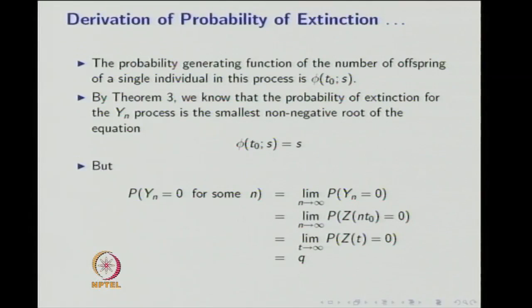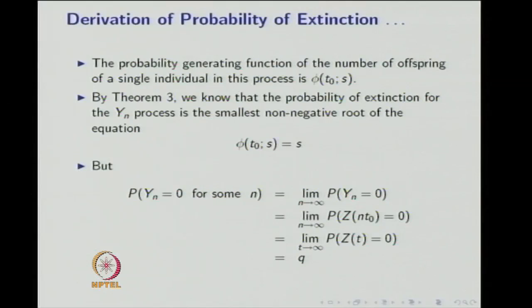The probability generating function for the number of offspring of a single individual in this process is ψ(t₀, s). By Theorem 3, we know that the probability of extinction for Yₙ, a discrete time branching process, is the smallest non-negative root of the equation ψ(t₀, s) = s. So by using Theorem 3, we conclude the probability of extinction for the Yₙ process is the smallest non-negative root of the equation ψ(t₀, s) = s.